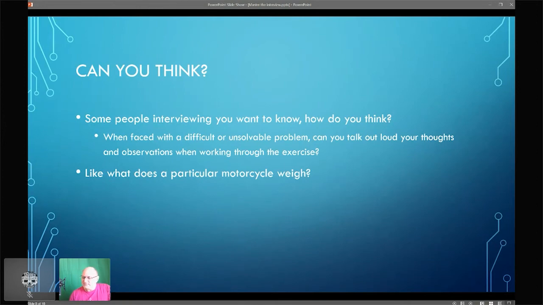How about a question like this? What does a particular motorcycle weigh? How would you find the answer to that question if it was posed to you in a meeting or interview process? The nice thing is there's not a lot of wrong answers here. Probably the only wrong answer is, I don't know how I would even do that.